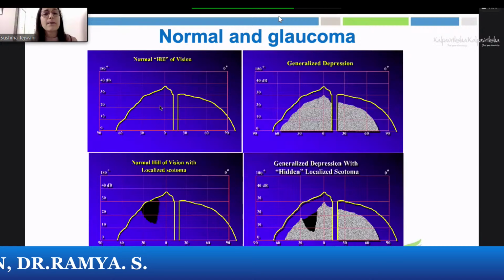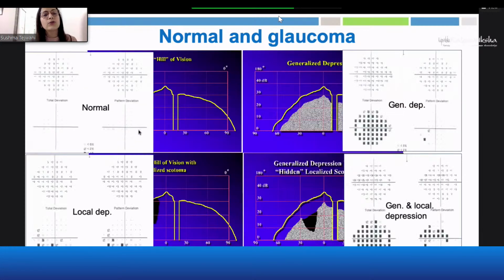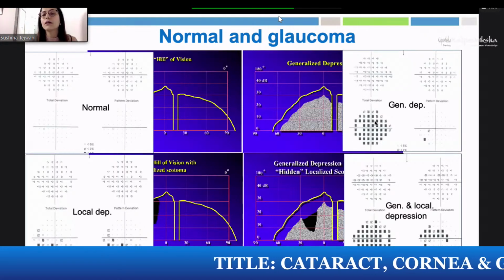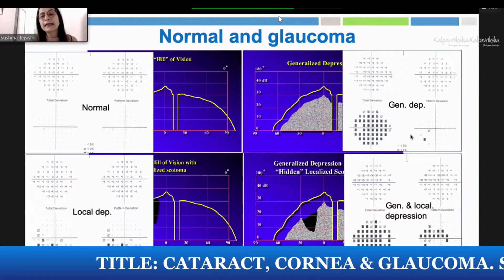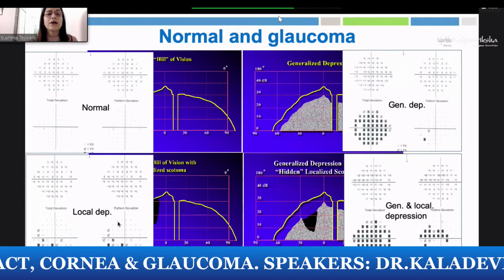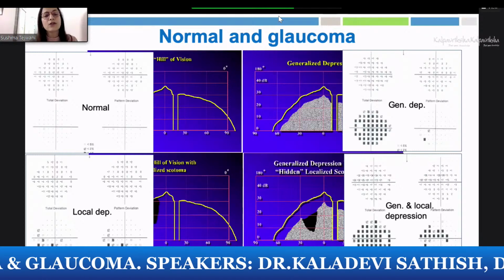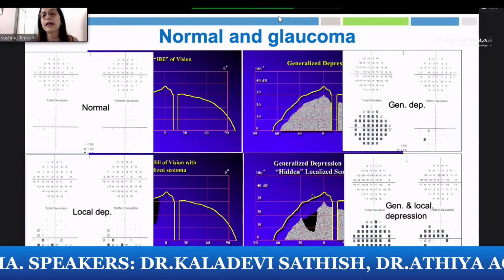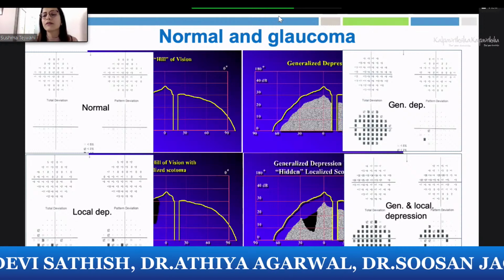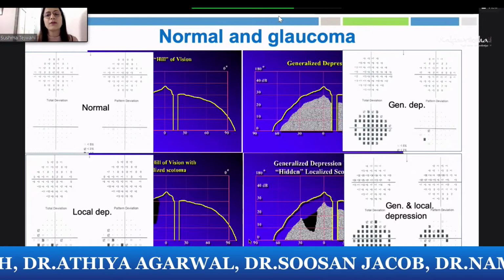Just to give you an example, if this is a normal hill of vision, that is how the field would look like. Both total deviation and pattern deviation plots are clear. When there is generalized depression, you will have a lot of points abnormal on the total deviation plot and a clean pattern deviation plot. Whereas if there's a localized depression like this, you will have similar defects on both total and pattern deviation plots. And if there is a combination of generalized and local depression, then you will see more points on the total deviation plot and also involvement of the pattern deviation plot.